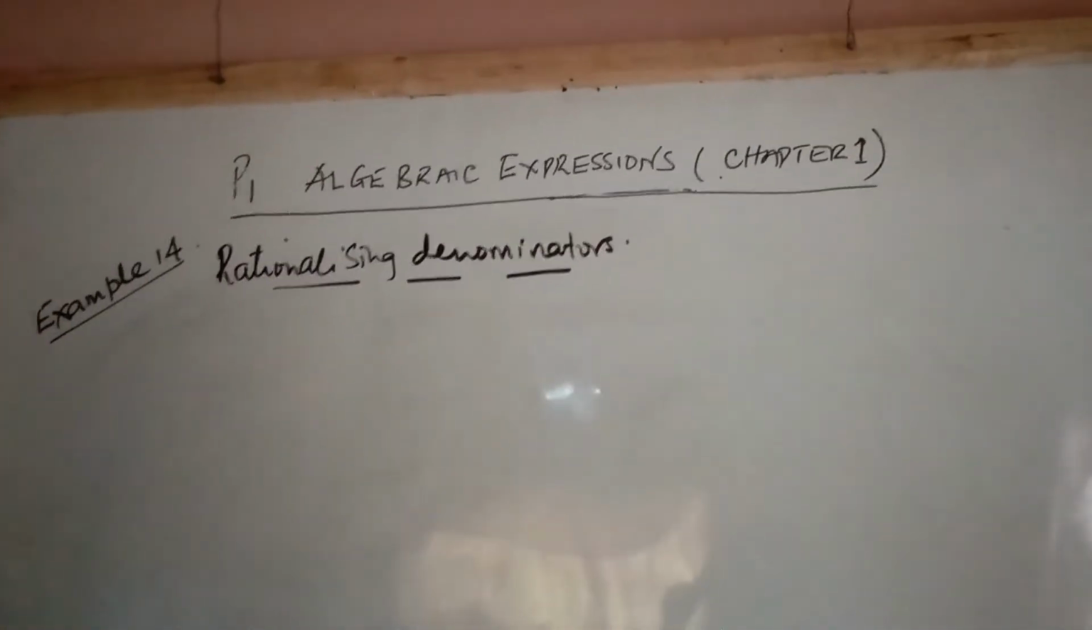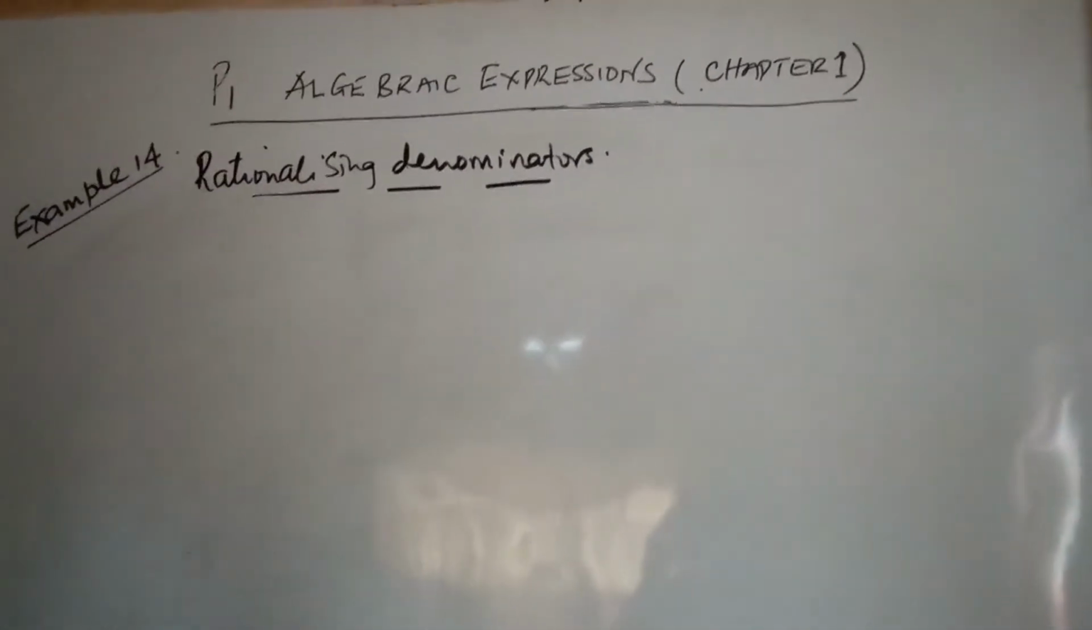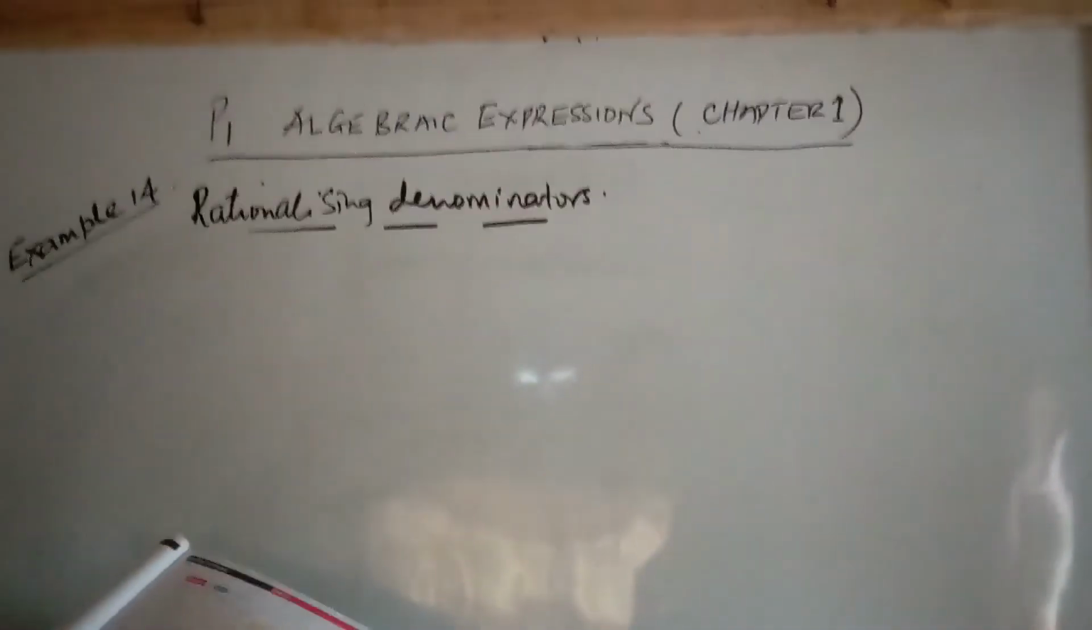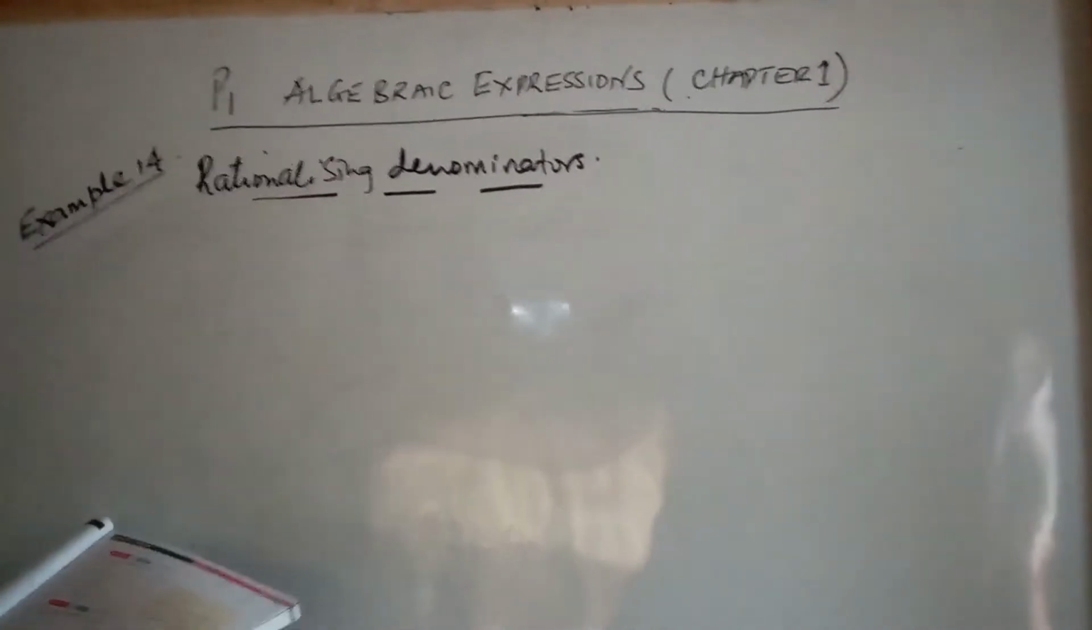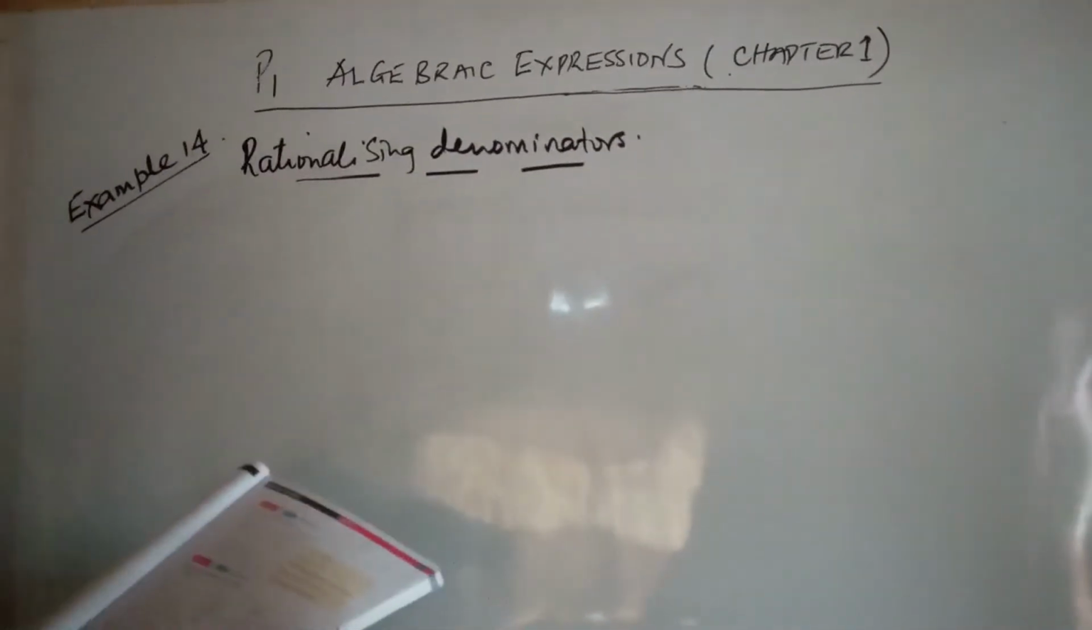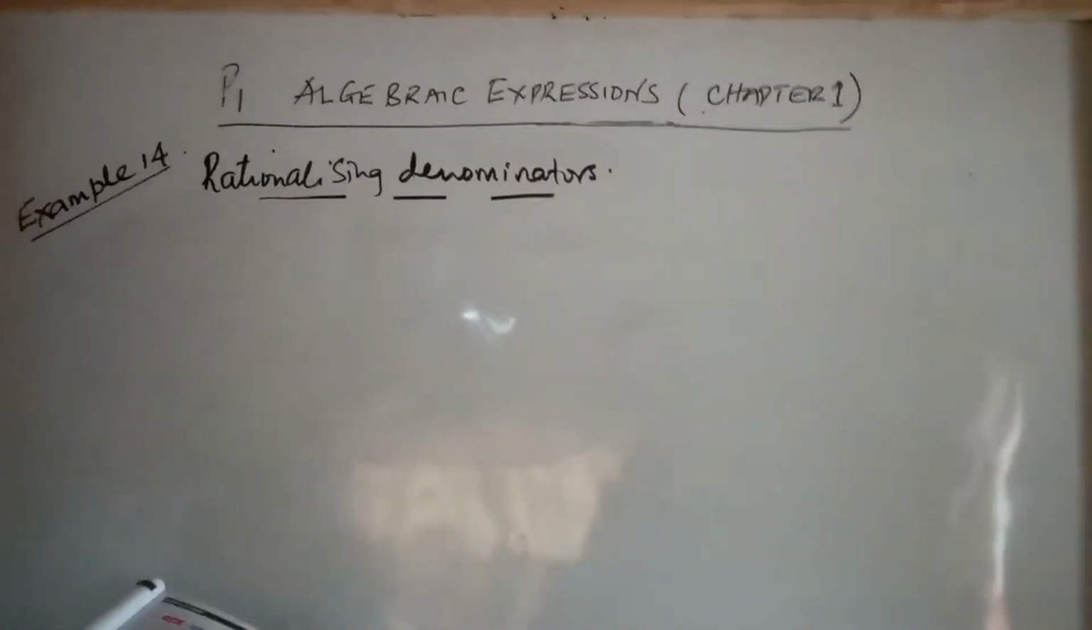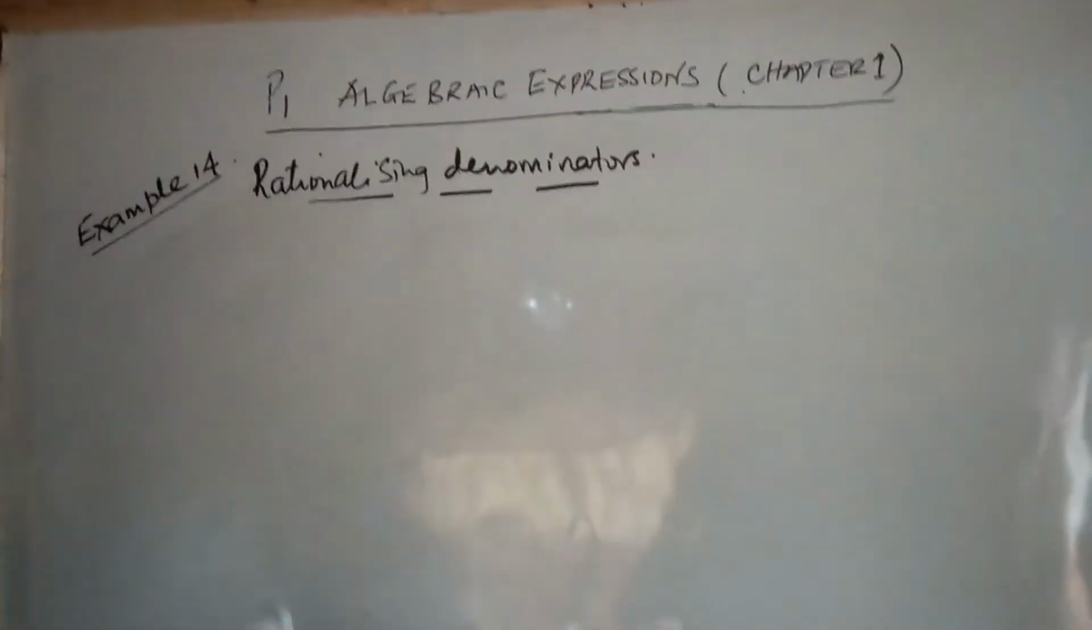Under this subtopic, we are going to understand rationalizing denominators. And we need to understand what we mean by rationalizing denominators. If a fraction has a surd in the denominator, it is sometimes useful to rearrange it so that the denominator is a rational number. And this is called rationalizing the denominator.